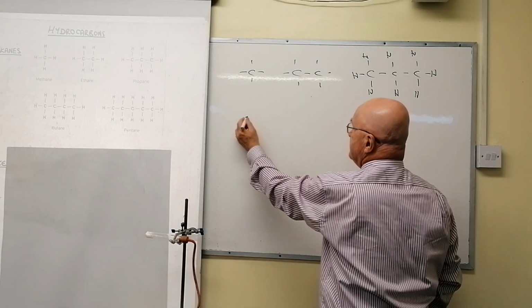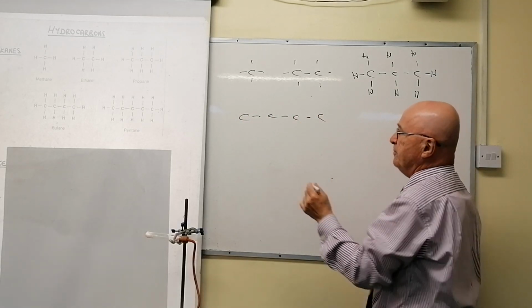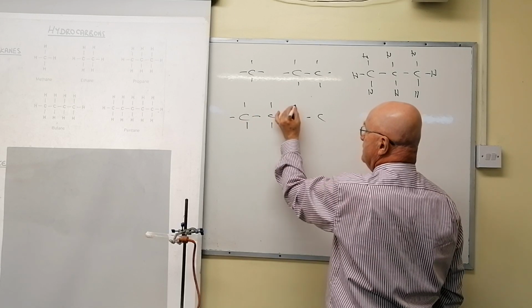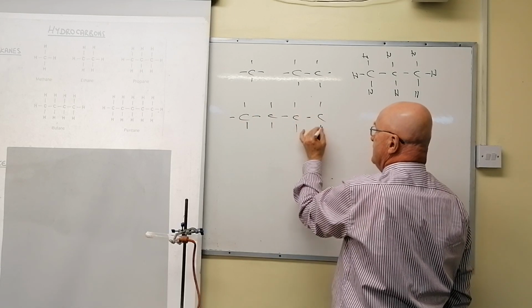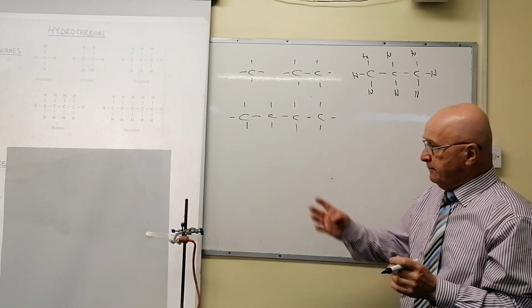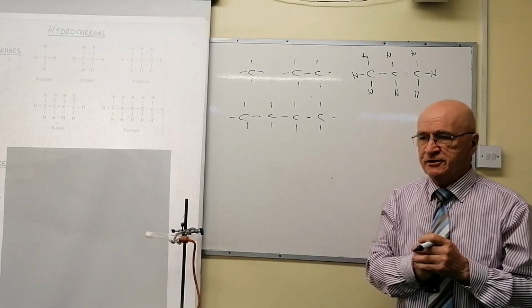The next one is but. But is 4 carbons, and they must all have 4 bonds. That needs 3. That needs 2. That needs 2. And that needs 3. And that's butane. And pent would be 5, and that's exactly how you go about that. There'd be no issue with that at all.